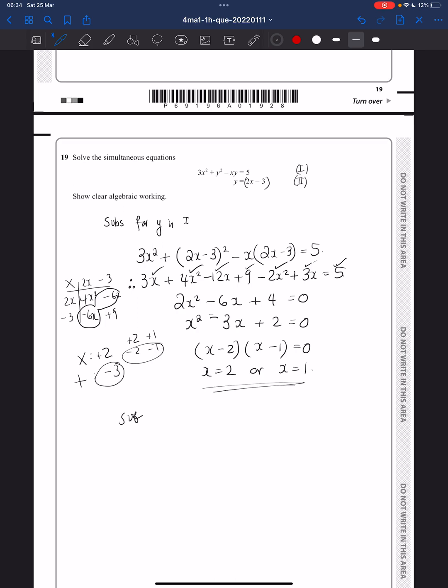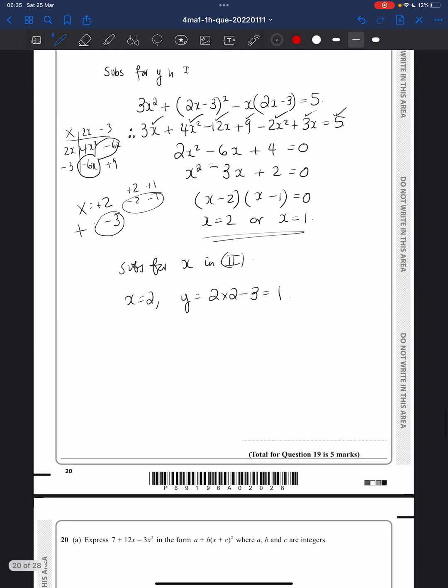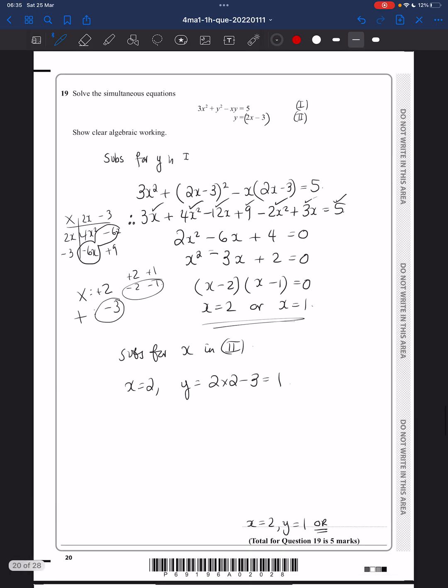Now we substitute for x in 2. Okay, we say x is 2, y is 2 times 2 minus 3, which is 1. So we get x is 2, y is 1. And then, or, next one, x is 1, y is 2 times 1 minus 3, which is minus 1.